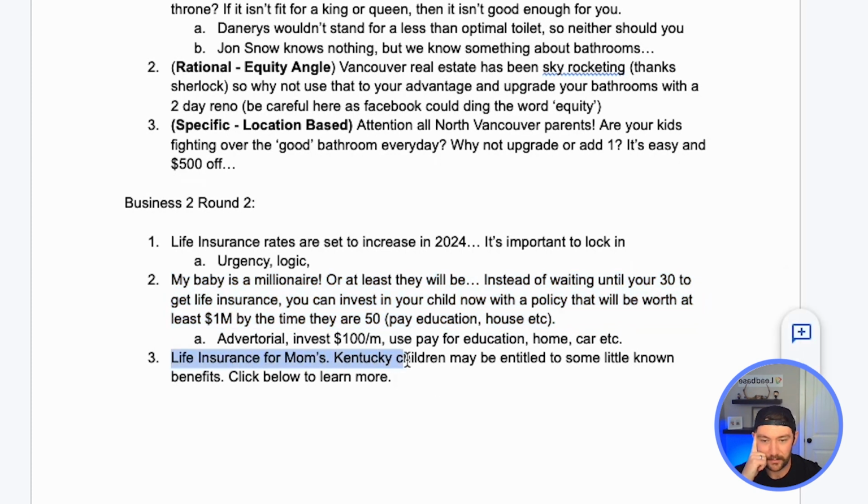Oh yeah, life insurance for moms, Kentucky children may be entitled to minimum benefits. So that's more of a kind of clickbaity hook, but focusing on targeting moms, talking about moms, and talking about the exact state that they're from. So Kentucky, California, Texas, whatever it might be.